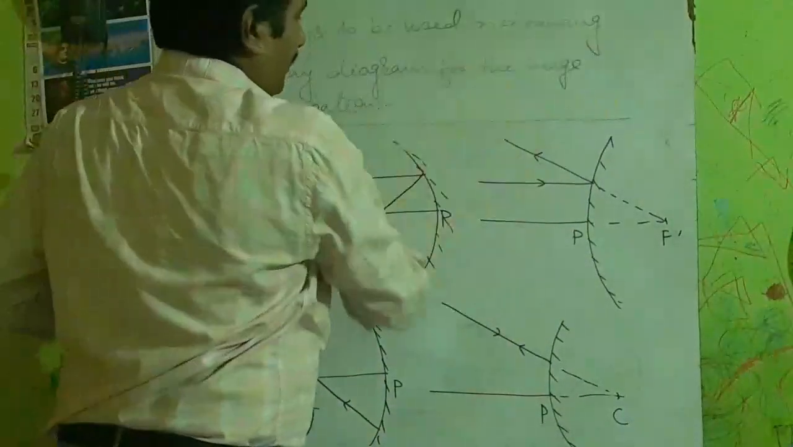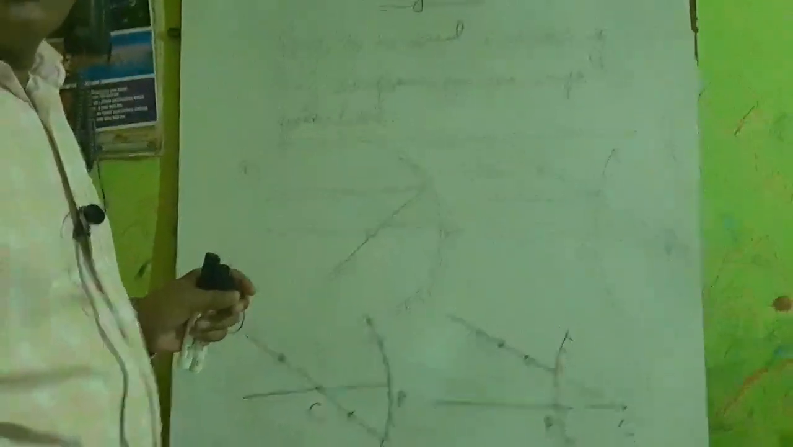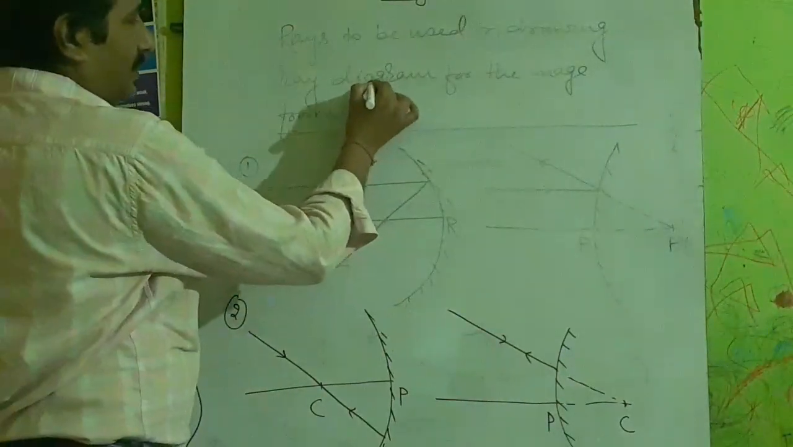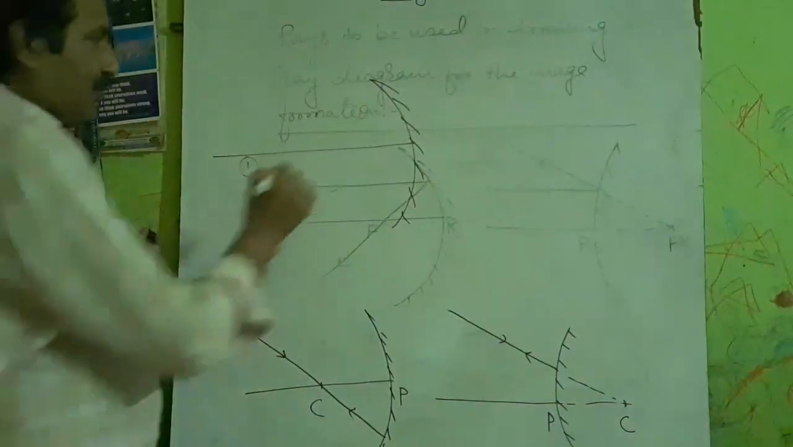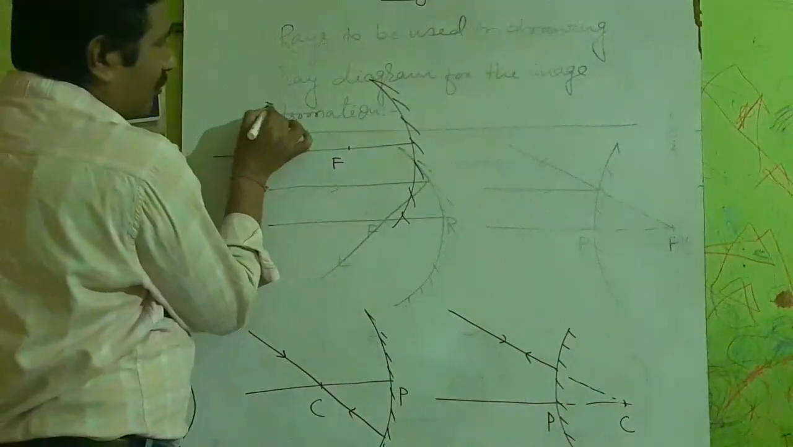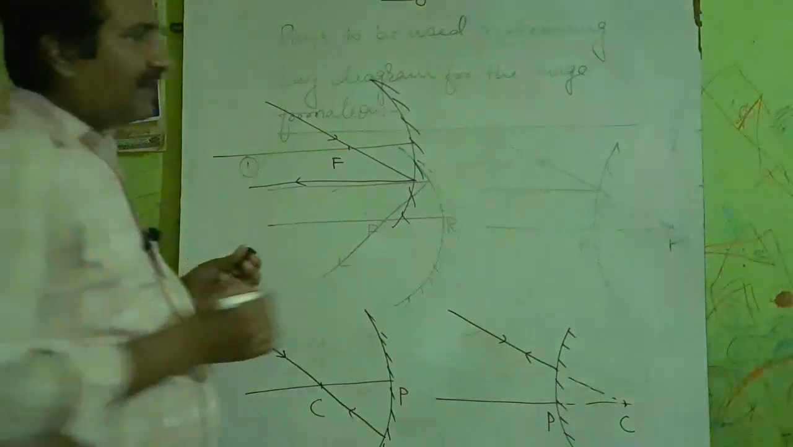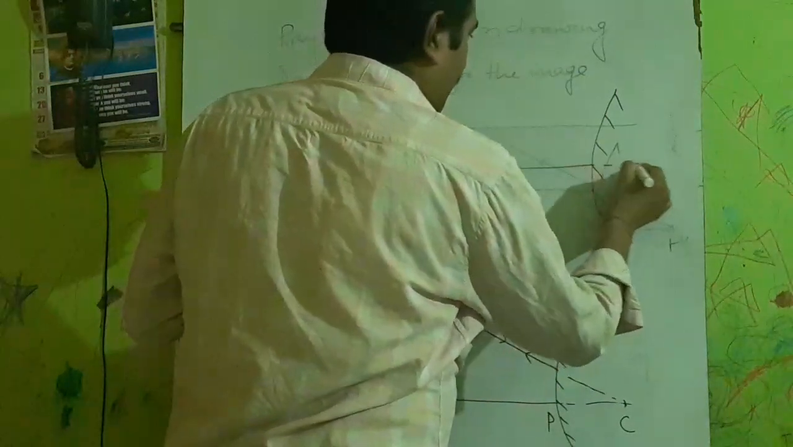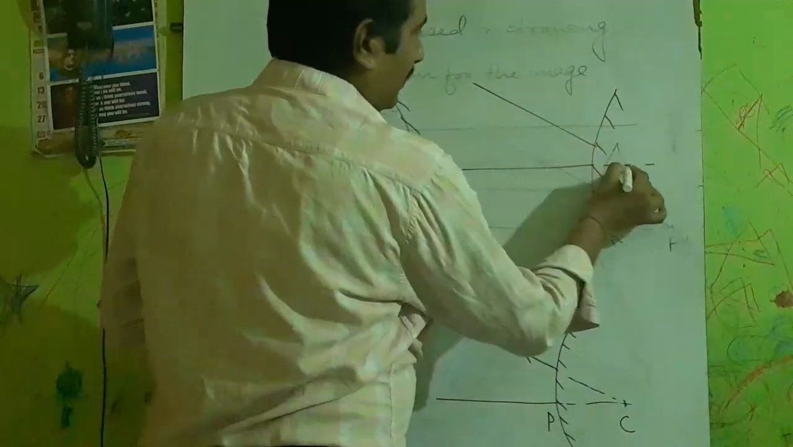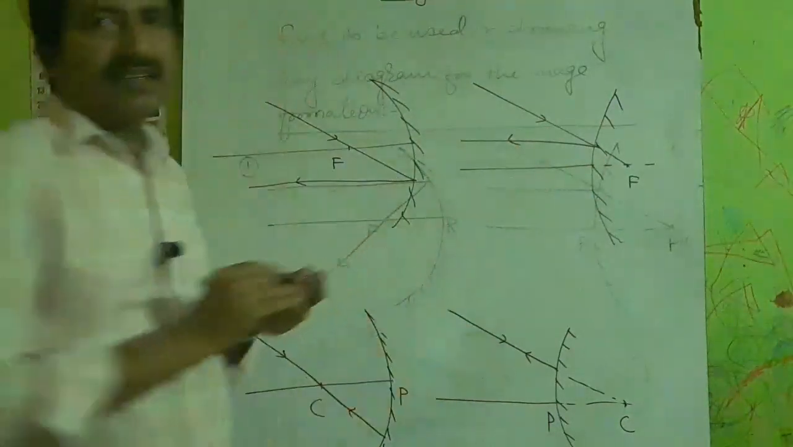Third is that if a ray of light is allowed to pass through the focus, suppose this is the focus, and a ray of light is allowed to pass through the focus, it will reflect parallel to the principal axis. If it is a convex mirror, you see, this is the focus, it will reflect parallel to the principal axis.